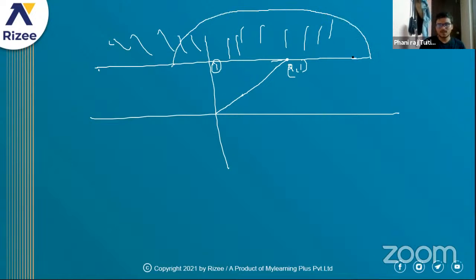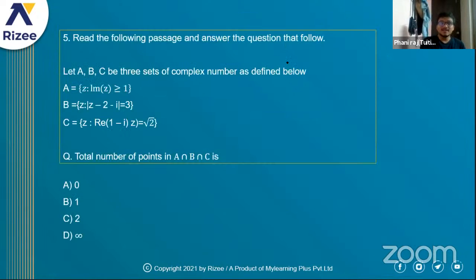5 comma 1 is the other side. What is 3 units minus 1 comma 1? That is the left hand side, no? Because the radius is 3, right? So this is the circle. And real part of (1 minus i) into z is equal to root 2.